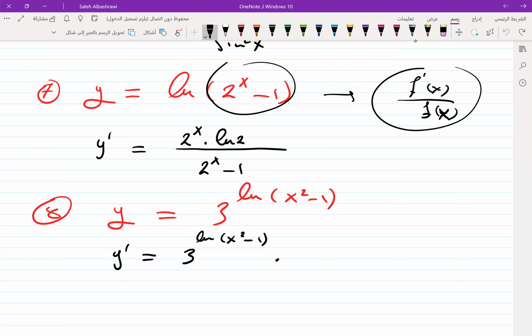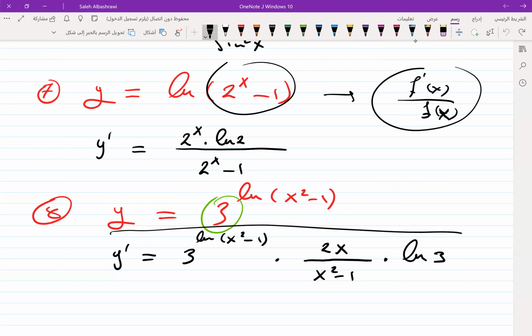Now in the second step, we need to find the derivative of the power. Now derivative of ln, we know it is x square minus 1 in the denominator, and then we take the derivative of the function, which is 2x. So it is 2x divided by x square minus 1 multiplied by one more step. Since the base is not e, then we must have ln of the base, ln of 3. So that's it. This is the derivative.